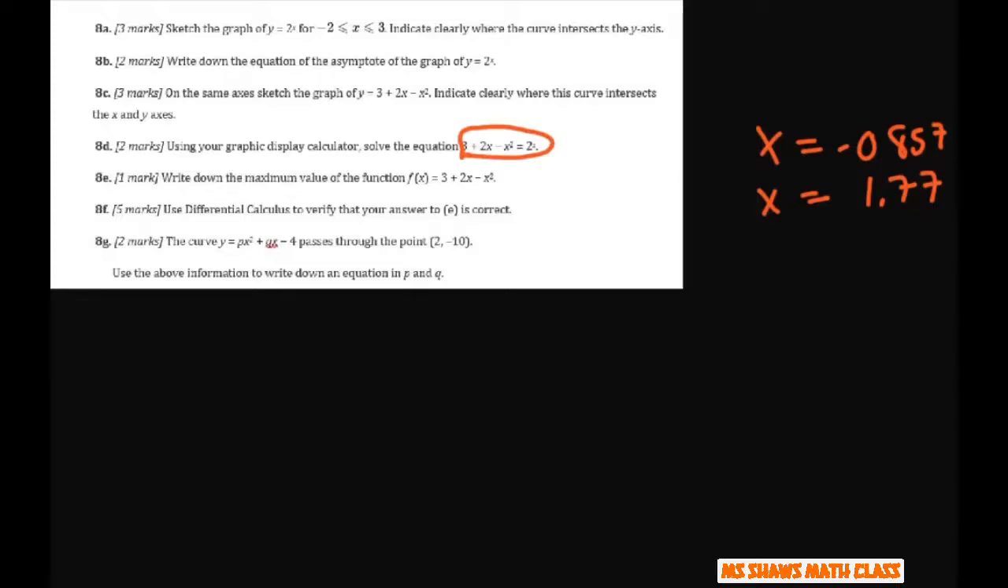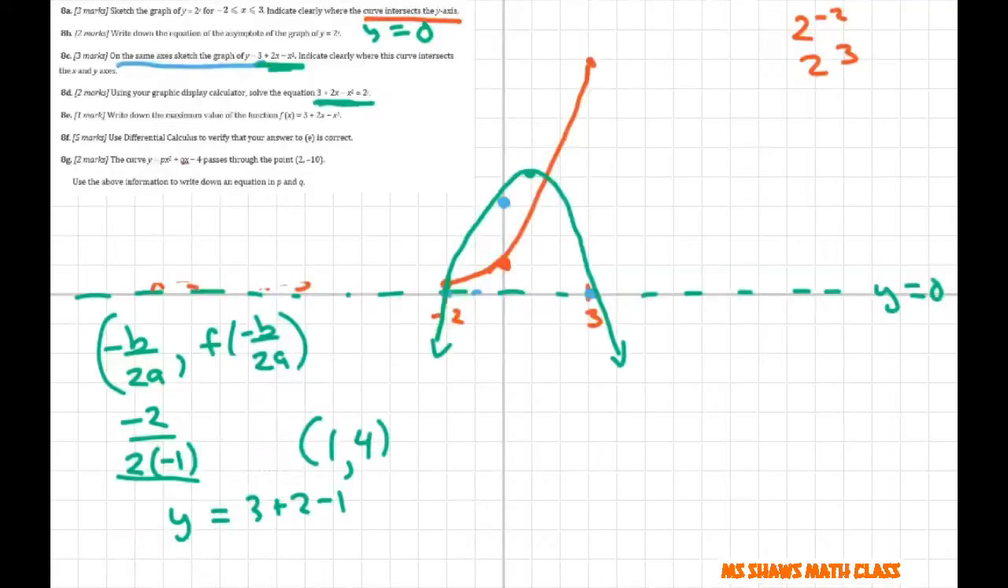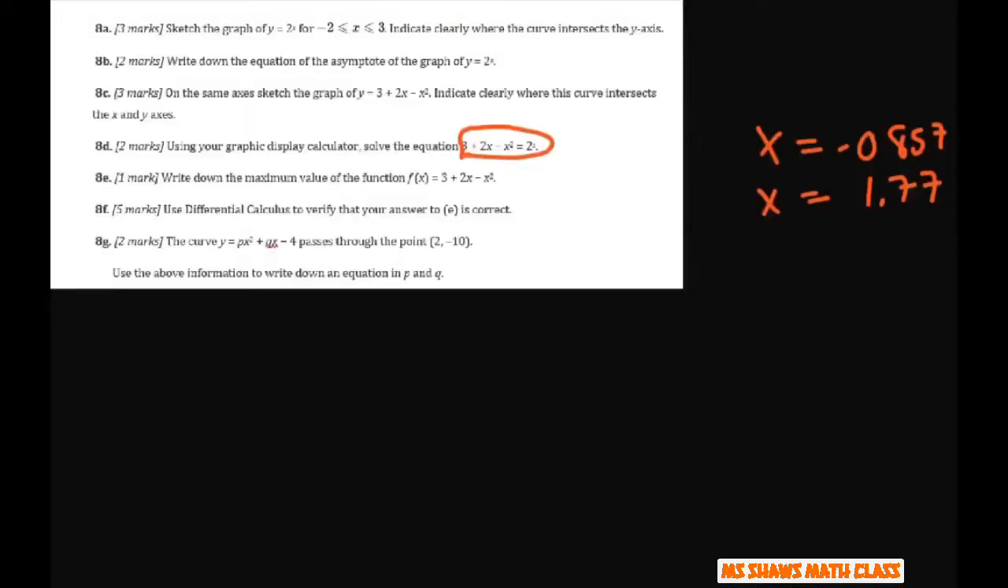Then we have E. It says write down the maximum value of this. So we already did that in the previous part. Our maximum value is going to be here at 4. So we already did that to help us graph it, because that's the vertex. So your maximum value is 4.